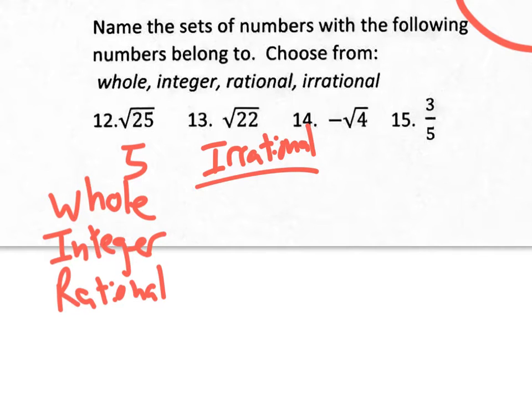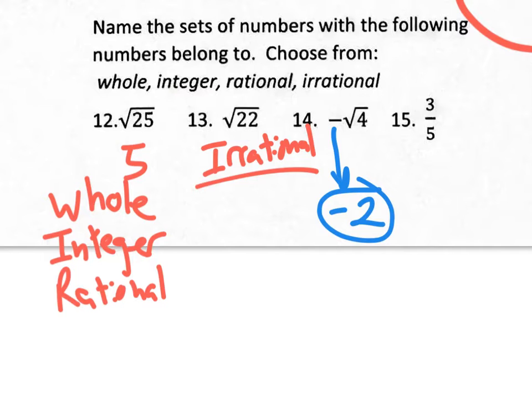Number 14, what is the square root of 4? The square root of 4 is 2. Now, let's not forget about the minus sign that's in the front. So if I do the square root of 4, I get 2, but then I bring down that minus sign, and my answer is actually negative 2. So I need to think about classifying negative 2. Is negative 2 a whole number? No, it's not a whole number.